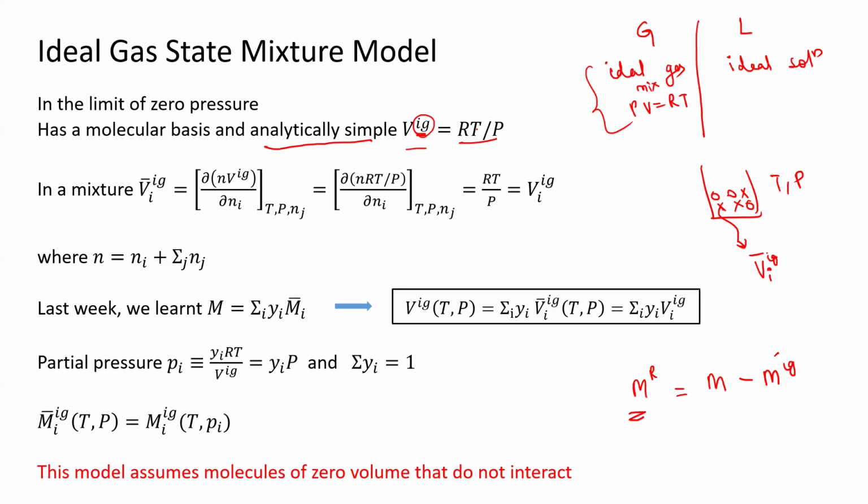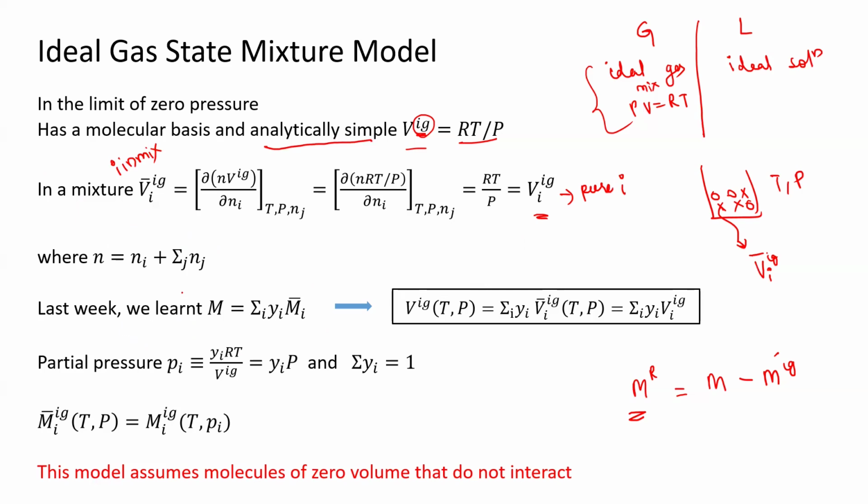Okay, on differentiating this with respect to Ni, we will get the same RT by P, right? So that's why Vi IG bar is equal to Vi IG here. It is equal to the pure i, and this is i in mixture.